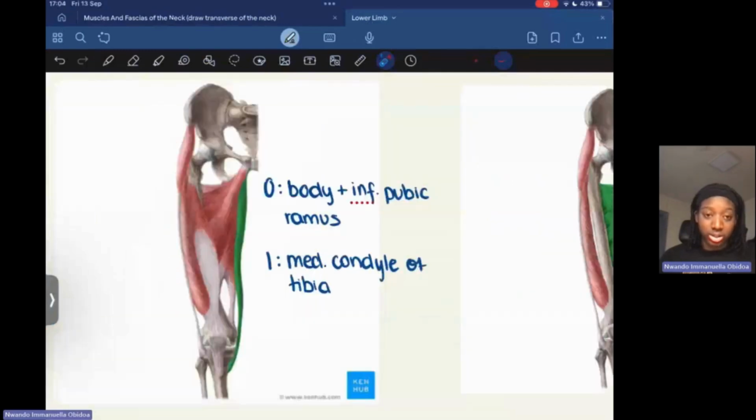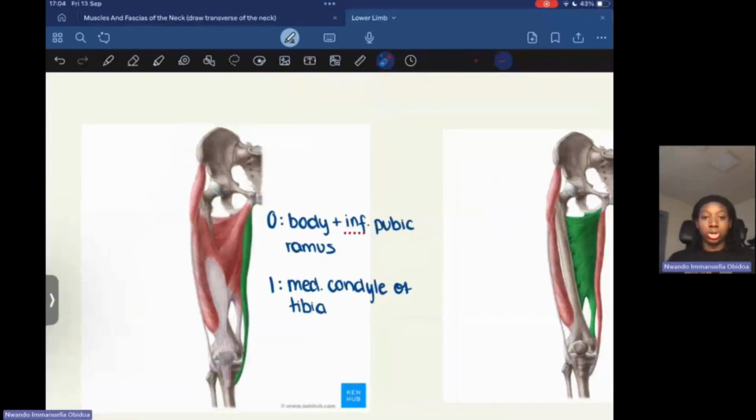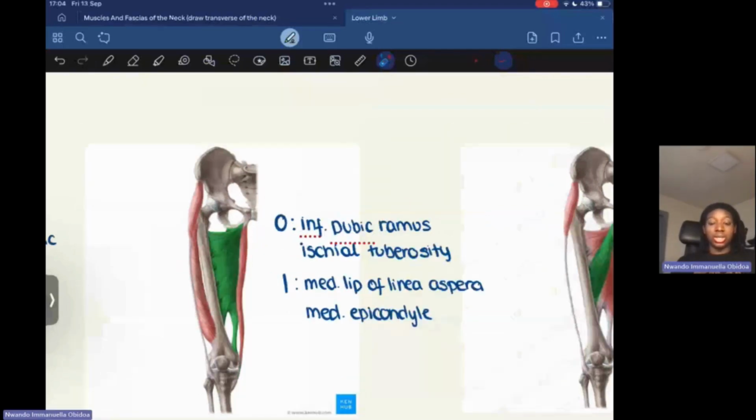Next, we have our gracilis muscle, which comes from the body and the inferior pubic ramus, so the body of the pubic, part of the hip bone, and then the pubic ramus, and inserts on the medial condyle of the tibia. This is our adductor magnus. The adductor magnus comes from both the ischial tuberosity, the inferior pubic ramus, and inserts on the medial lip of the linea aspera and the medial epicondyle.